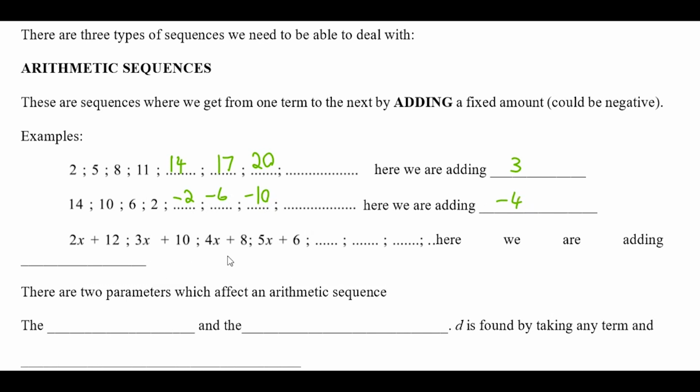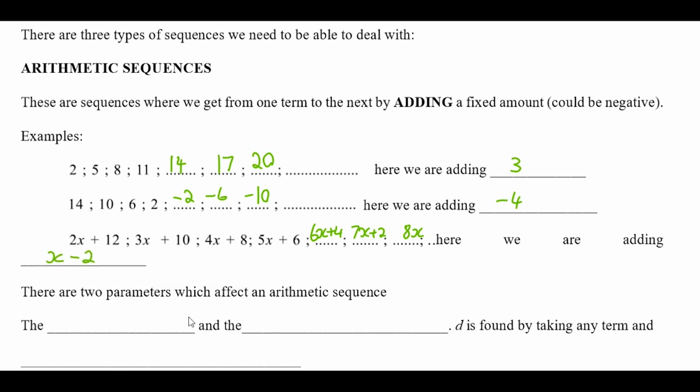In this next one, we're going 2x, 3x, 4x. We're clearly adding an x each time, right? But in fact, the constant piece is actually decreasing by 2. So what we're adding actually is x minus 2. Our next term here will be 6x plus 4, then 7x plus 2, and then just 8x. So here we are adding x minus 2.